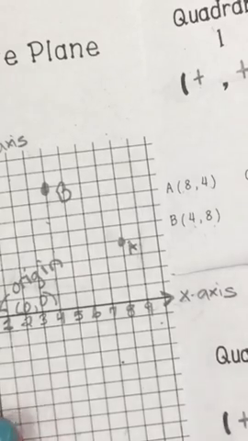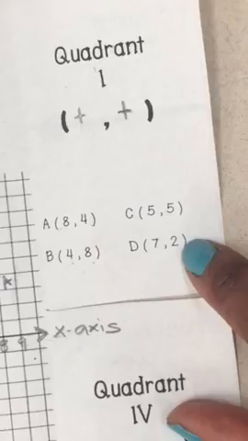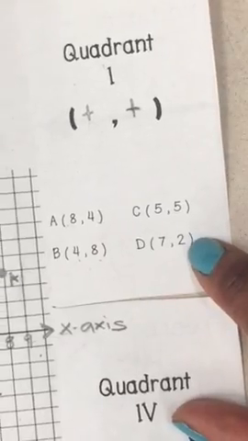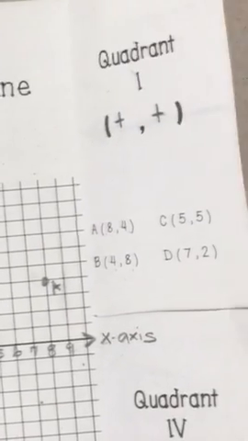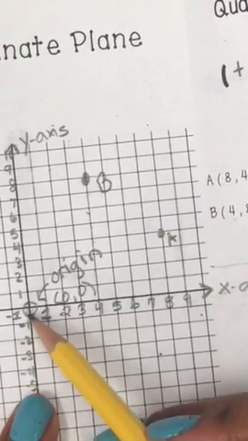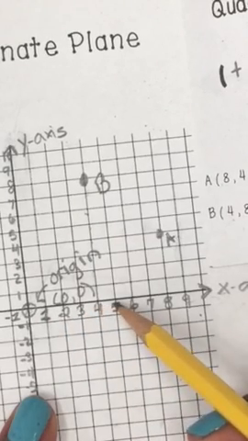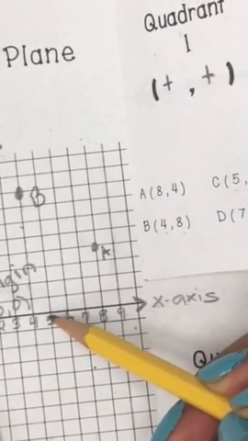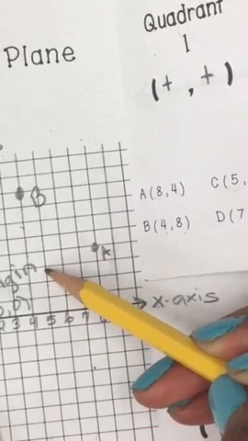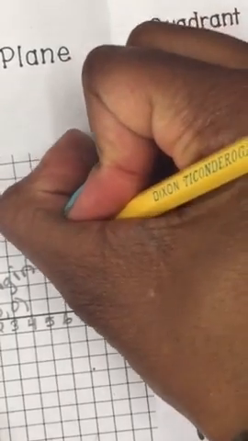I want you to pause the video and plot point C and D. Go. Pause. All right, so you should have plotted point C and D. Let's go ahead. We have 5 and 5. So we start at the origin. 1, 2, 3, 4, 5. Then I'm going to go up 1, 2, 3, 4, 5. And there we have C.